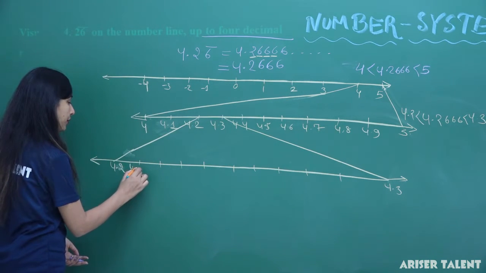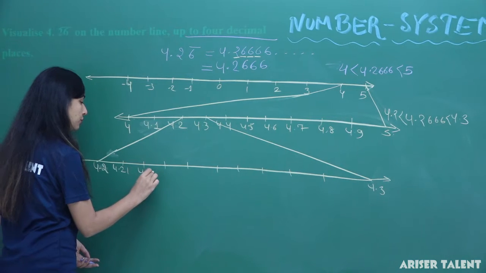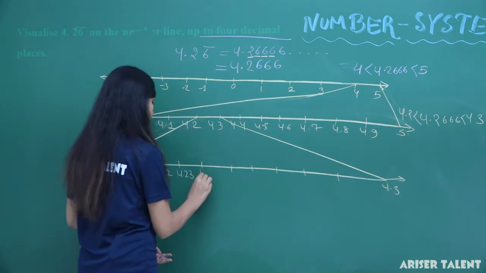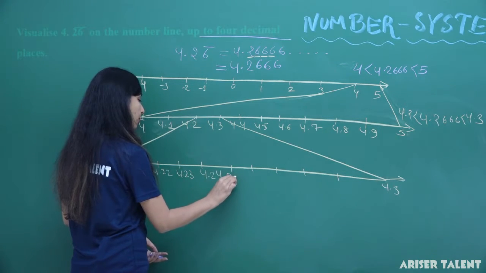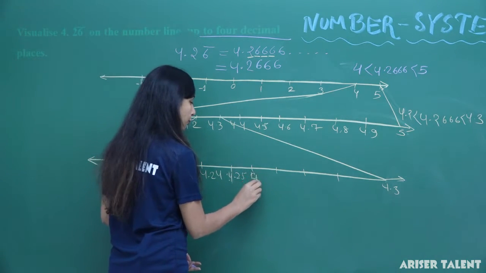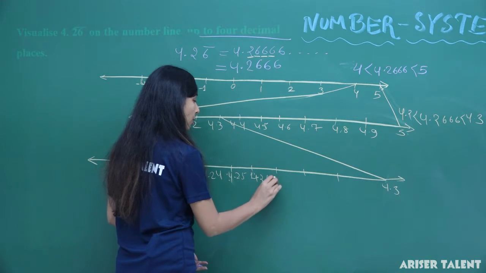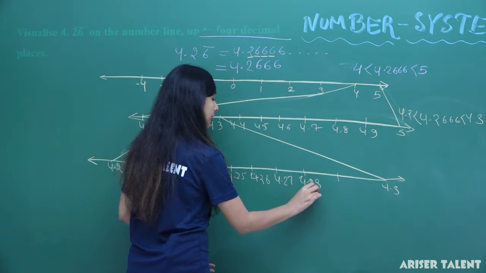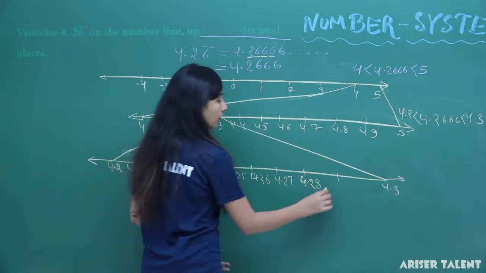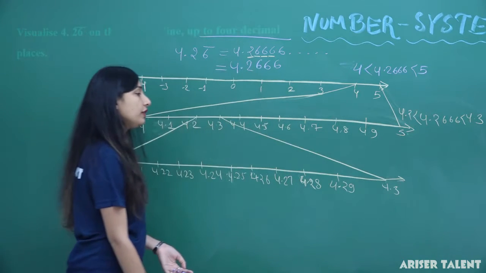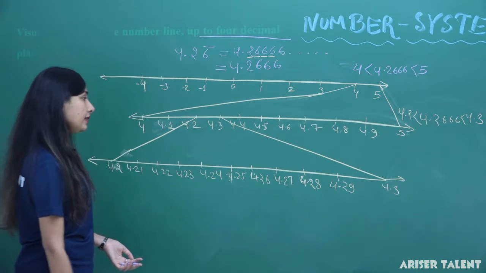Now that will be 4.21, 4.22, 4.23, right, then 4.24, 4.25, 4.26, 4.27, 4.28, 4.29 and then 4.30 or 4.3, right.